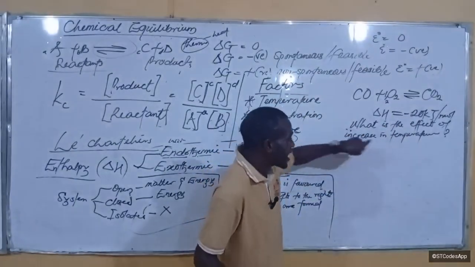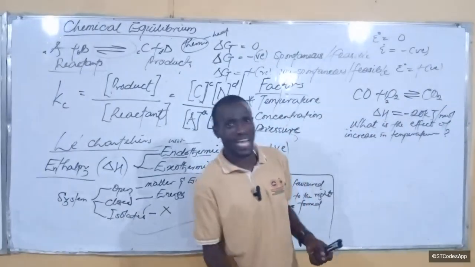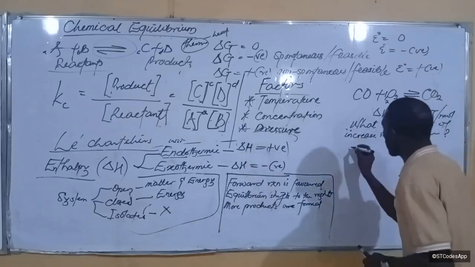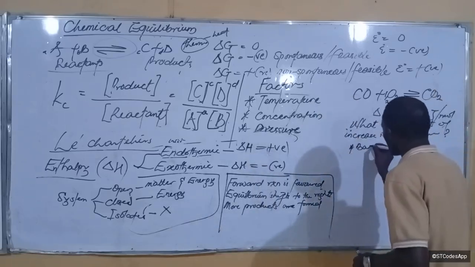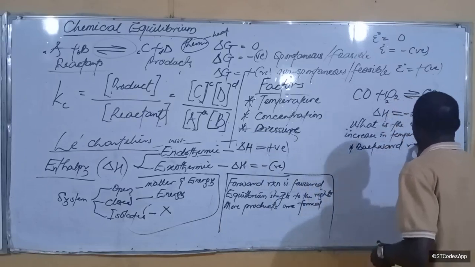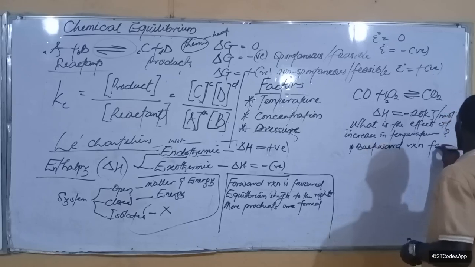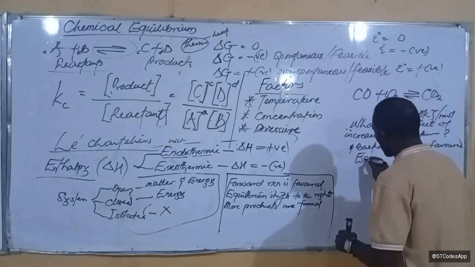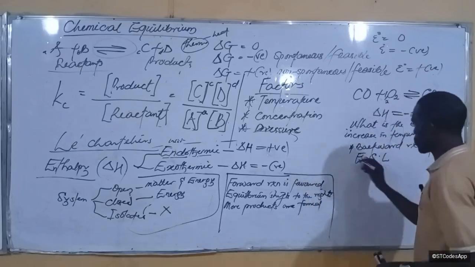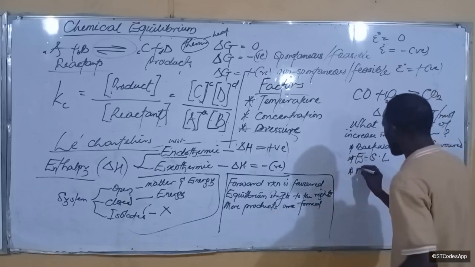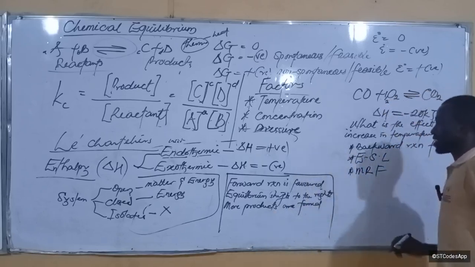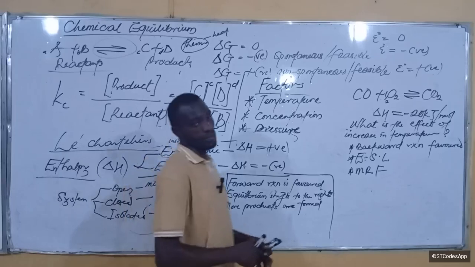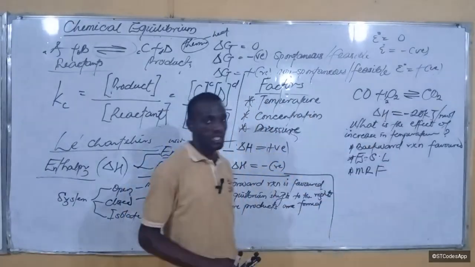What will now happen if we go and increase the temperature? You already know the answer. It's going to favor the backward reaction. So you say the backward reaction is favored. Then equilibrium shifts to the left, equilibrium shifts leftward and more reactants are formed. MRF means more reactants formed. Is it clear? In this case, which reactants are we talking about? Carbon monoxide and oxygen.